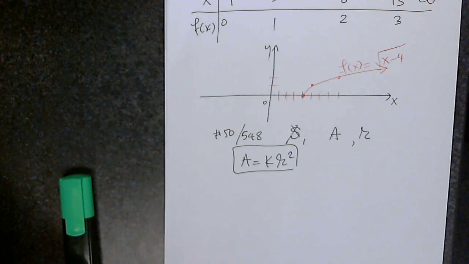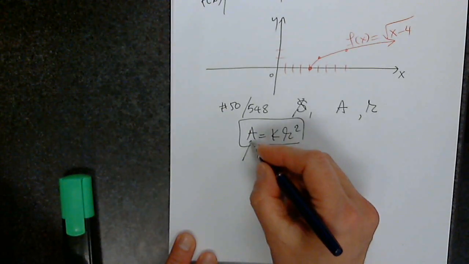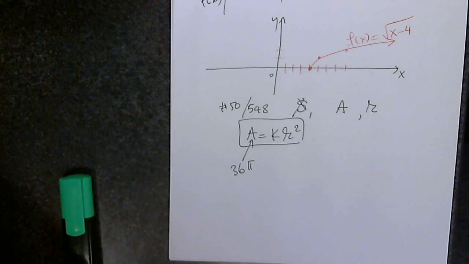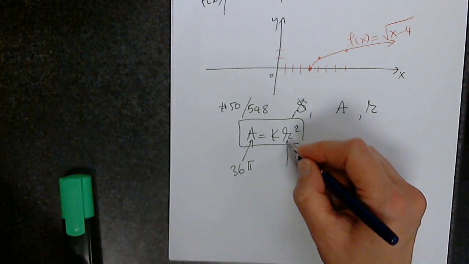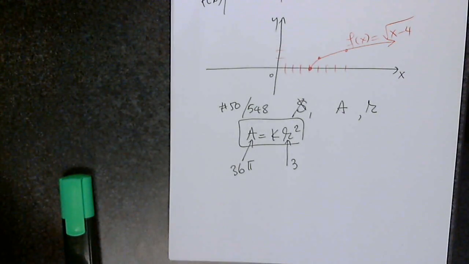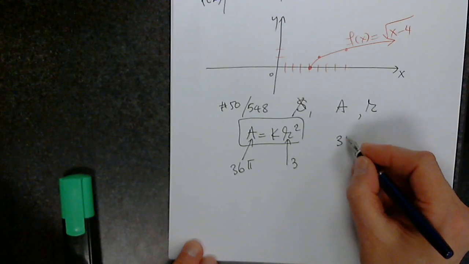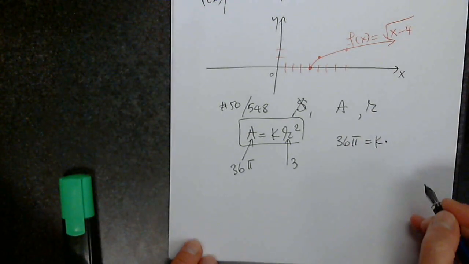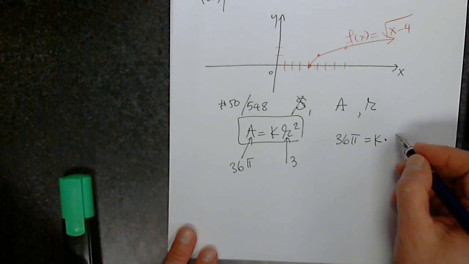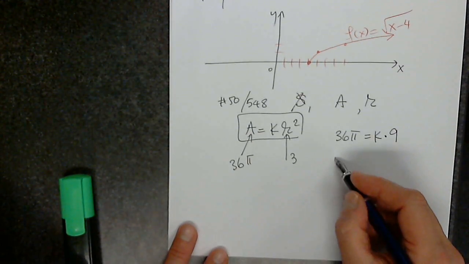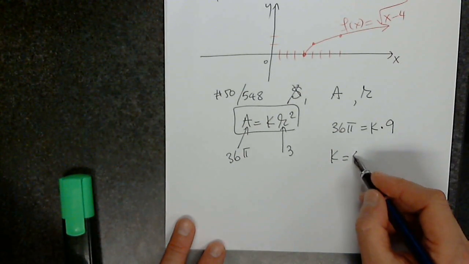Now we read on. If the surface area is 36 pi squared inches, when the radius is 3, then I will read on, but I will ask you now, why is this information given to us? Good. So 36 pi equals k multiplied by 3 squared, which is very good. We divide both sides by, very good. So I get 4 pi.